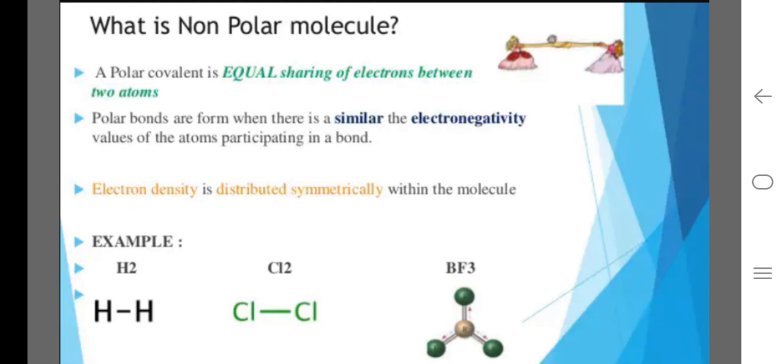Non-polar bonds are formed when atoms with similar electronegativity values participate in the bond. The electron density is distributed symmetrically within the molecule.